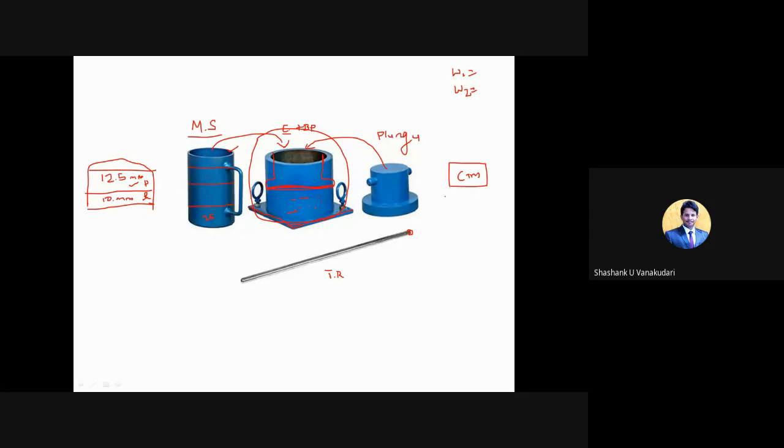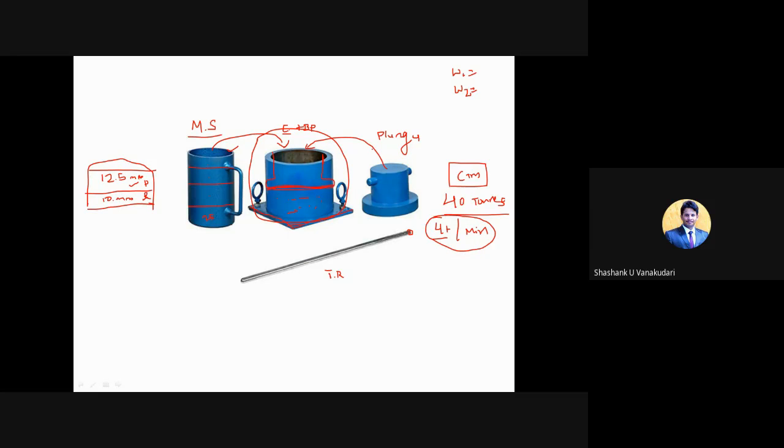Through the CTM machine we go on applying the load. How much load do we need to apply? Total 40 tons on this entire setup placed in the CTM machine. How is this 40 tons given? 4 tons for every minute. So for a period of 10 minutes the 40 tons is completed. This is the rate of loading.